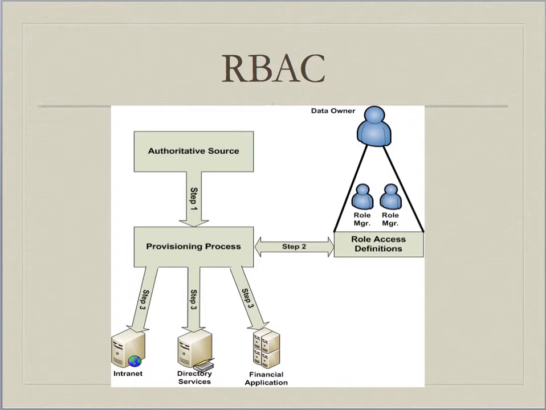Our role-based access control. So in this example, we start with the data owner. A data owner is a senior manager, usually a vice president or department head, who is responsible for the information or for a set of the information a business is managing. The data owner appoints role managers. These role managers determine what roles need access to what data and also determine what those roles need to be able to do with that data so that the department or the facility employees can do their jobs. The role managers submit their recommendations to the data owner.